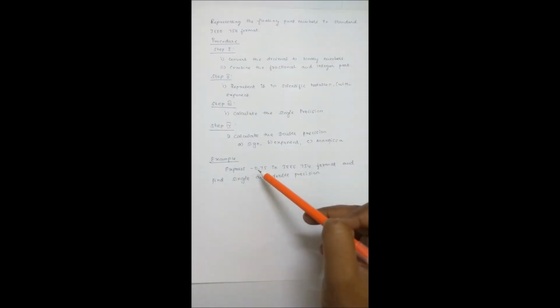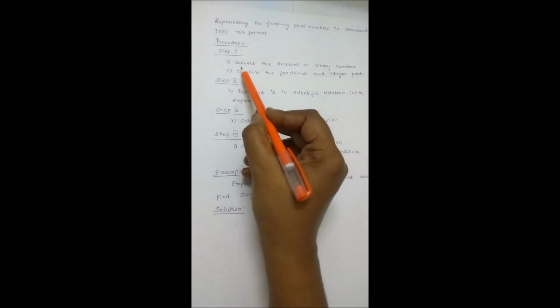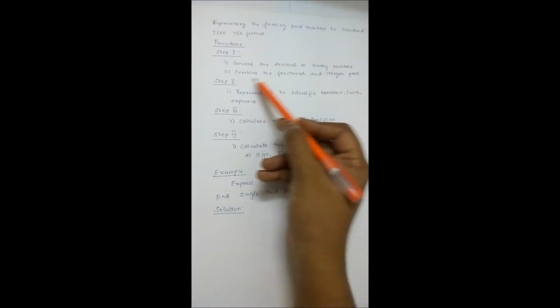Let us take an example: we are going to express the value minus 0.75 in IEEE 754 format, and we are going to calculate the single and double precision. So let us see how we convert the value into single and double precision using the IEEE format. Step 1: we convert the decimal to binary, and then combine the fractional and integer part. Okay, so the solution, first we see step 1.